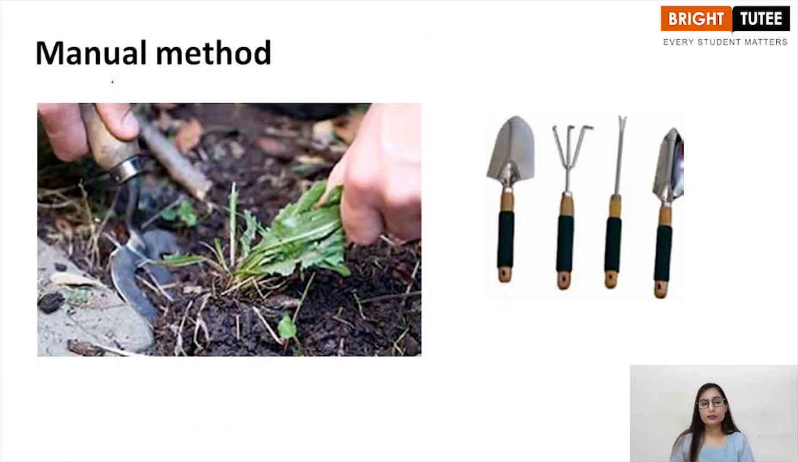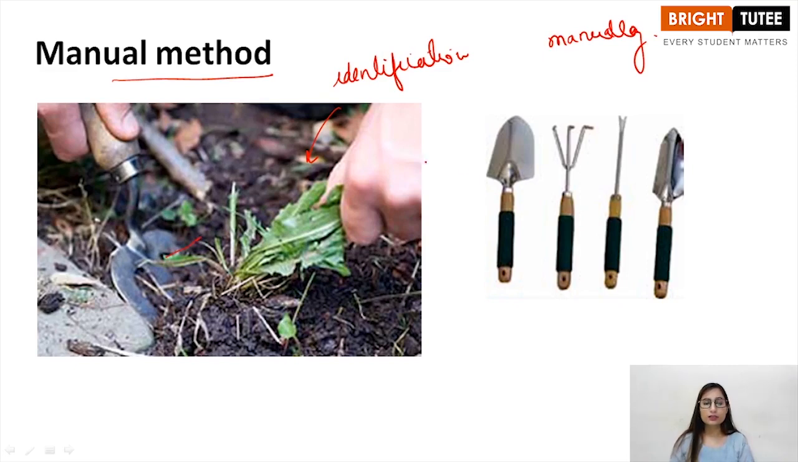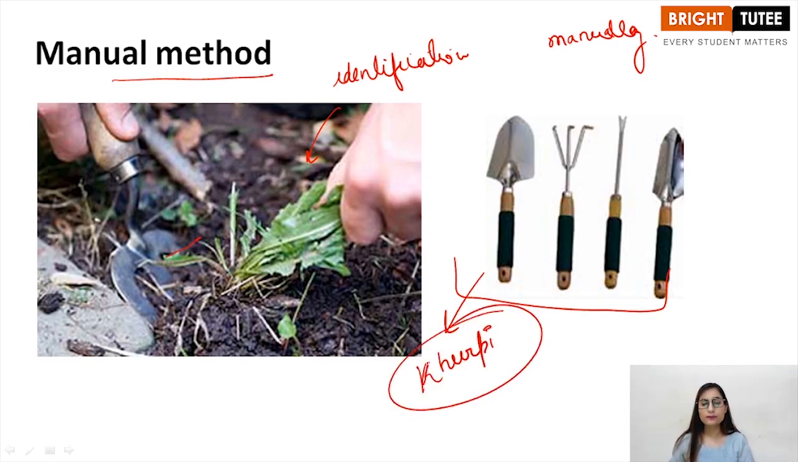Now the manual method. The manual method is removing these plants by identifying and removing them manually with the help of your hands. And the instrument that is being used here, as you can see, these are the different instruments. The most common one is this one, and it is known as khurpi in Hindi. Khurpi, right? These are instruments used to pull out the plant, to cut the roots and to pull it out so that the plant does not grow again. So this is the manual method to do weeding.